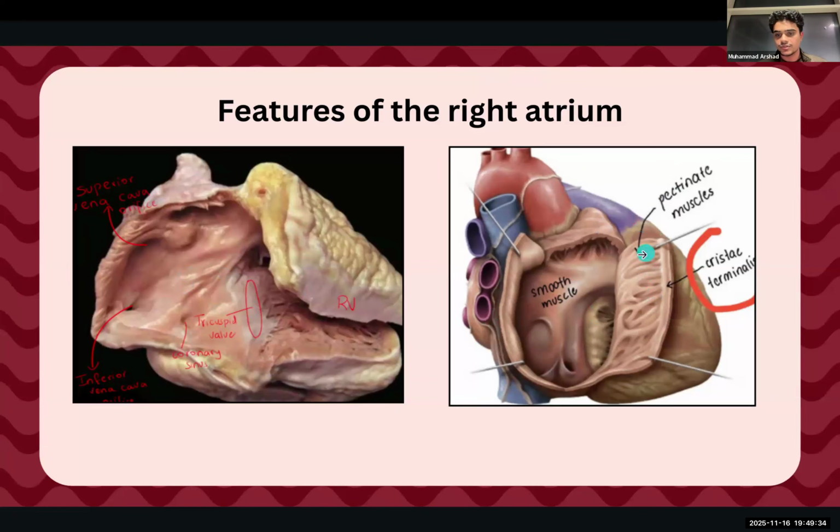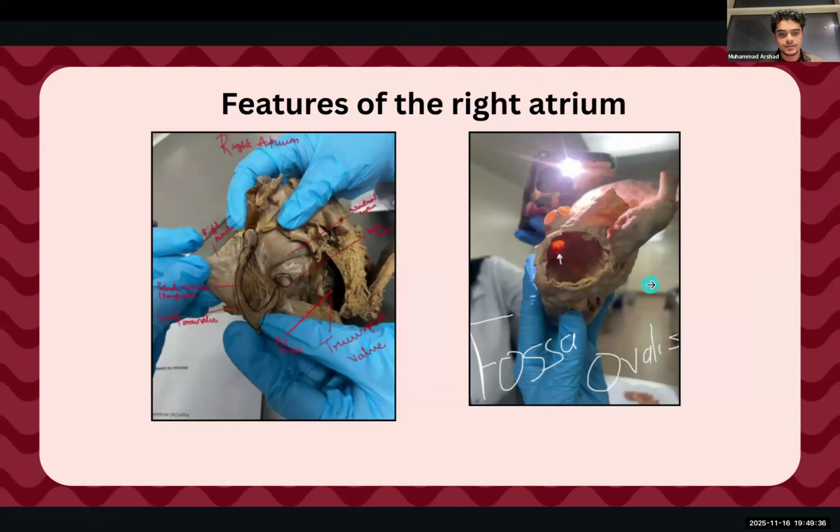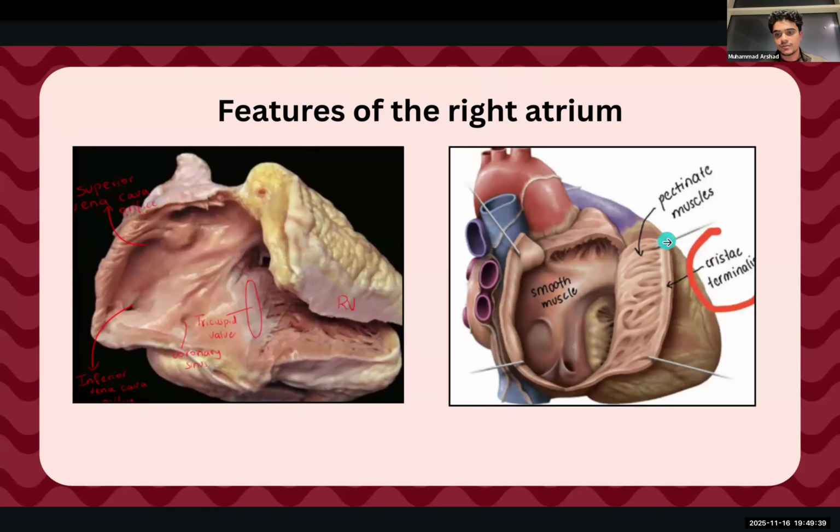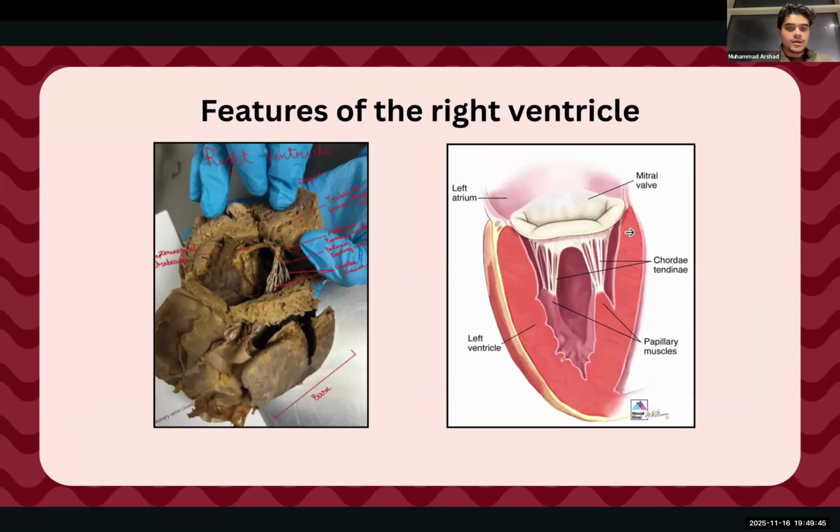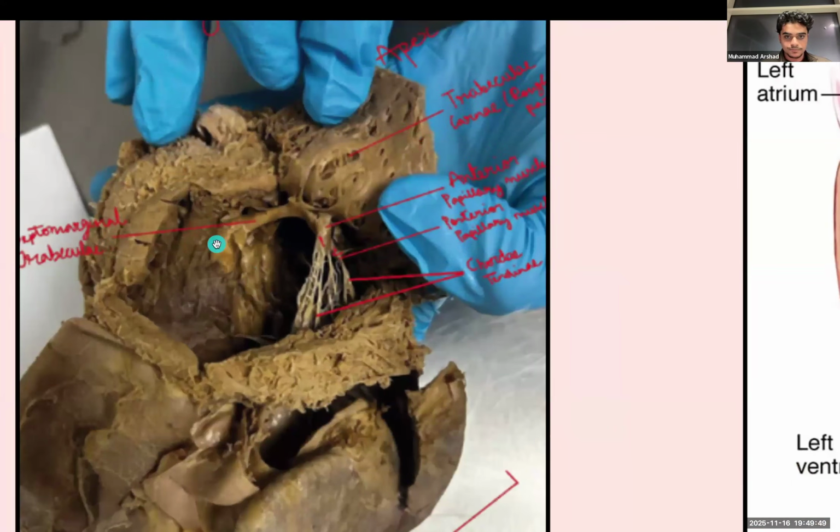And again, this is just the pectinate muscles. You can see that it's very rough, as I showed you over here. And the crista terminalis, which is this ridge that separates the smoother muscle area from the rough pectinate muscles. Okay, so we covered the right atrium. Now let's move on to the right ventricle.